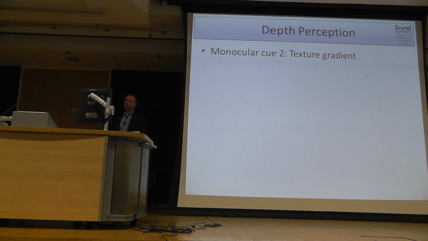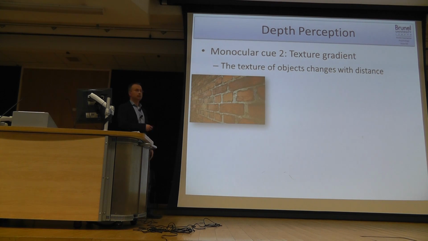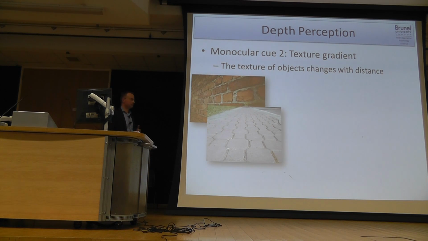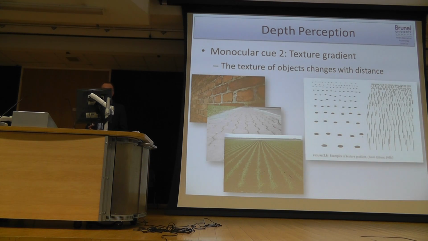A second cue where one eye is sufficient is the gradient of textures of things in our surroundings, because the texture changes with distance. So, for example, if you have such a brick wall, it's the size of the elements. Or if you have a pavement, or such a field, an acre or something. And this works even if you have just schematic illustrations. By these things we automatically get a perception that we have something three-dimensional where we look into some distance here. So the texture gradient is a very powerful information source as well.